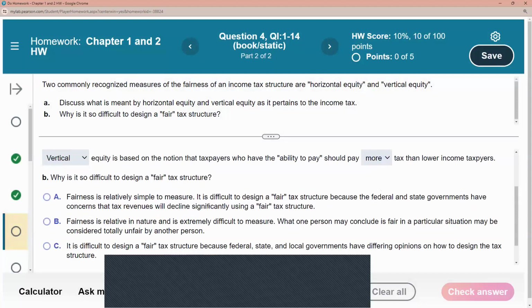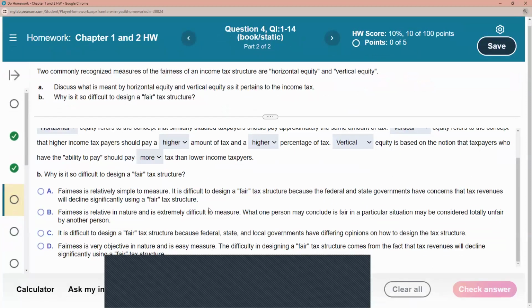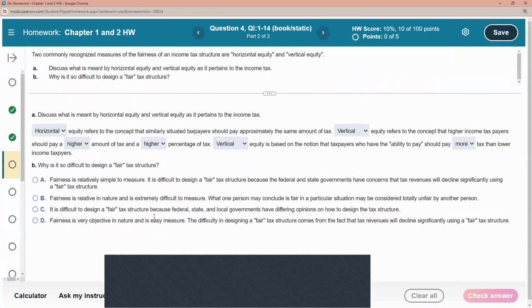So B asks, why is it so difficult to design a fair tax structure? So again, as we mentioned in a previous question, fairness is relative, right? It ultimately depends on the person. So if we were to think of that situation that I gave previously, mortgage interest being deductible for a homeowner, however, an individual who does not own a home and rents, none of their rental expenses are considered deductible, the person who rents might not find it fair, but the person who owns a home does find it fair. So unfortunately, fairness is relative in nature, and obviously it's difficult to measure.